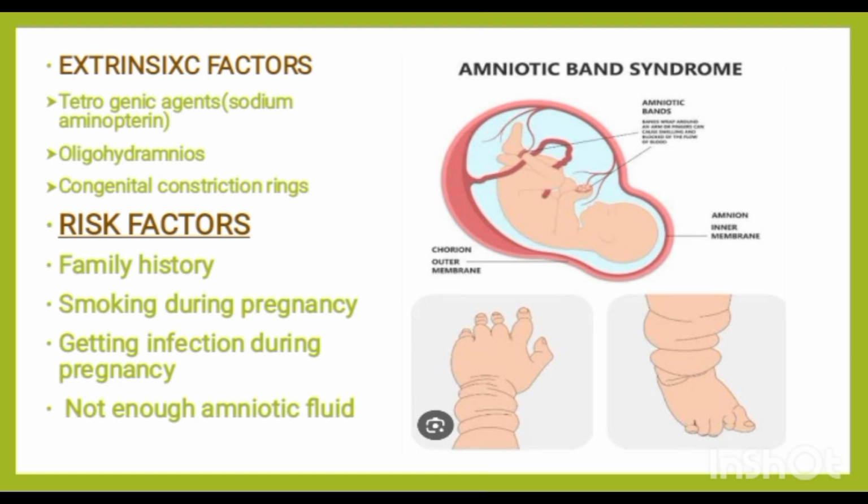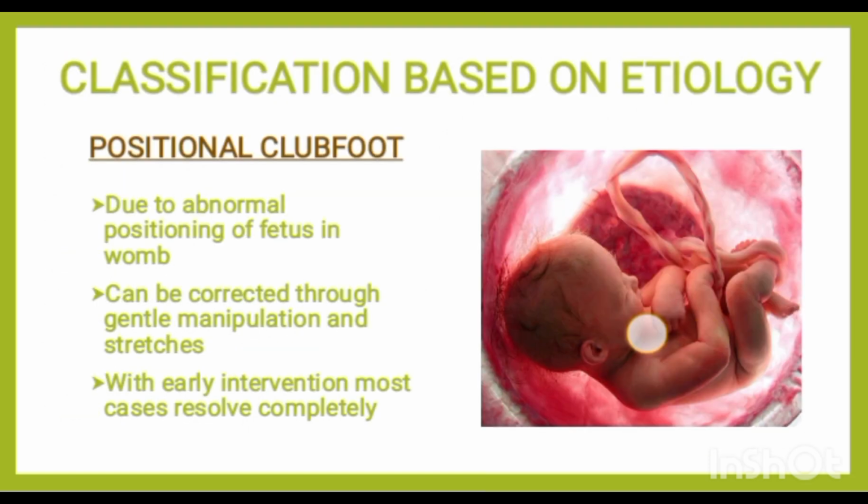Now let us discuss the classification based on etiology. Number 1 is positional clubfoot. This is due to the abnormal positioning of the fetus in the womb. It can be corrected through gentle manipulation and stretches. With early intervention, most of the cases can completely recover.